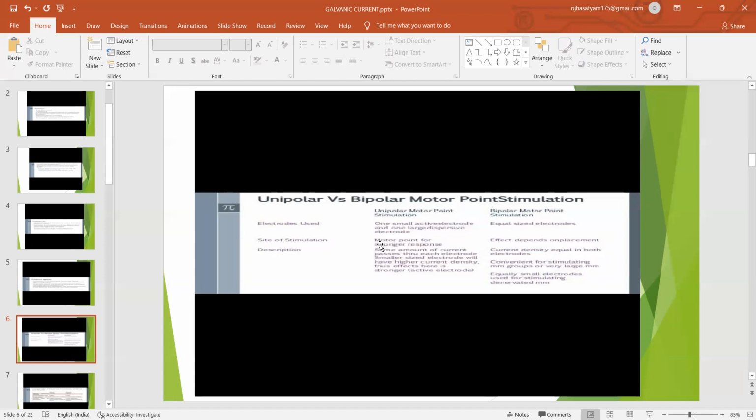Unipolar motor point stimulation gives a stronger response, and the bipolar effect depends on placement. Description: the same amount of current passes through each electrode. The smaller electrode will have a higher current density, that is, a stronger effect. Equally small electrodes are used for stimulating denervated muscle.